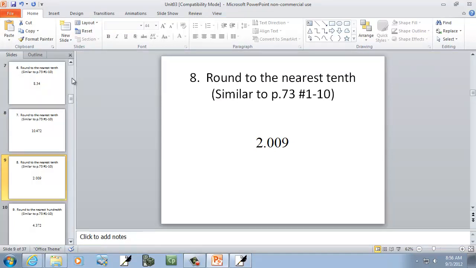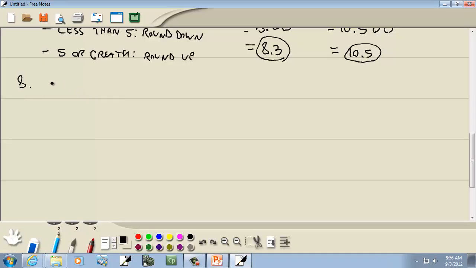Let's look at one more, rounding to the tenth. 2.009. Well, rounding to the tenths place, this is our tenths place. We look at the digit to the right. It's definitely less than 5, so we're going to round down, which means this digit remains as is, and everything to the right becomes zeros. And of course, if you have decimals and you got zeros, they just drop off. So our answer would be 2.